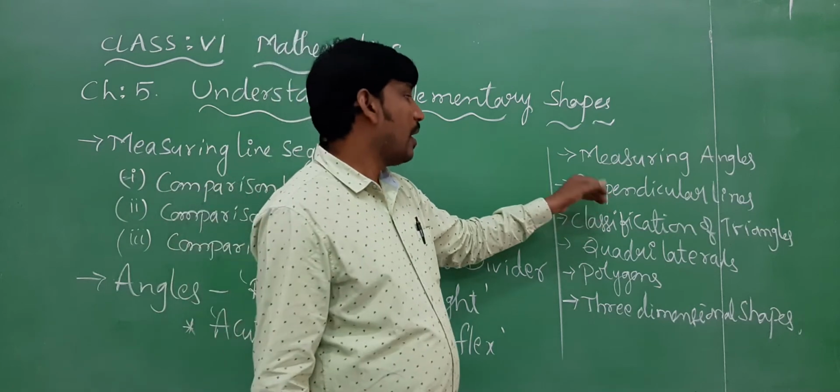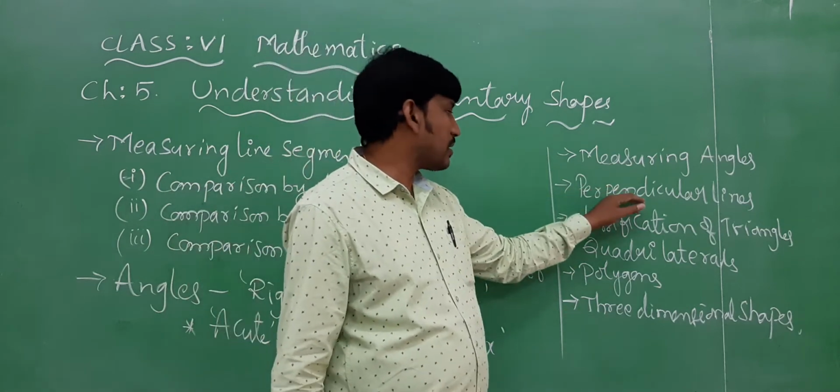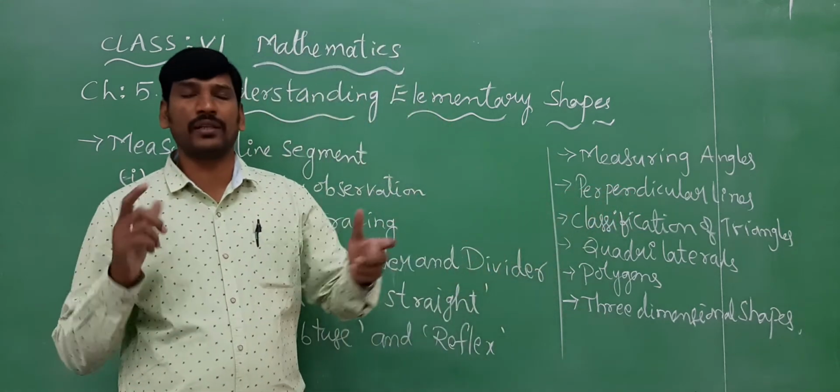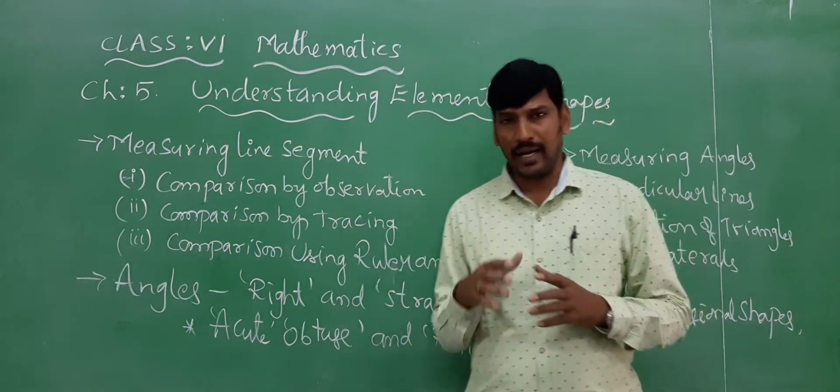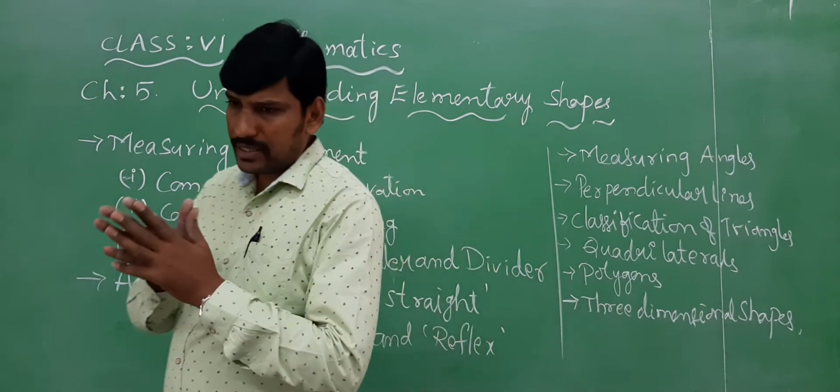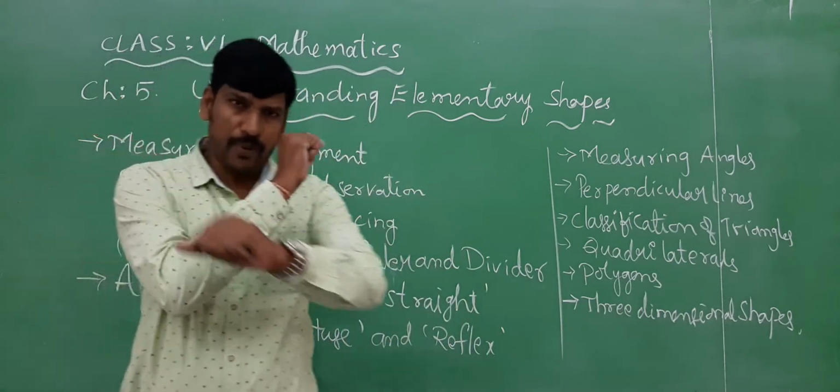Now the next one is perpendicular lines. In this concept, in the previous session we discussed intersecting lines and parallel lines. Intersecting lines are nothing but two lines meeting at one point.